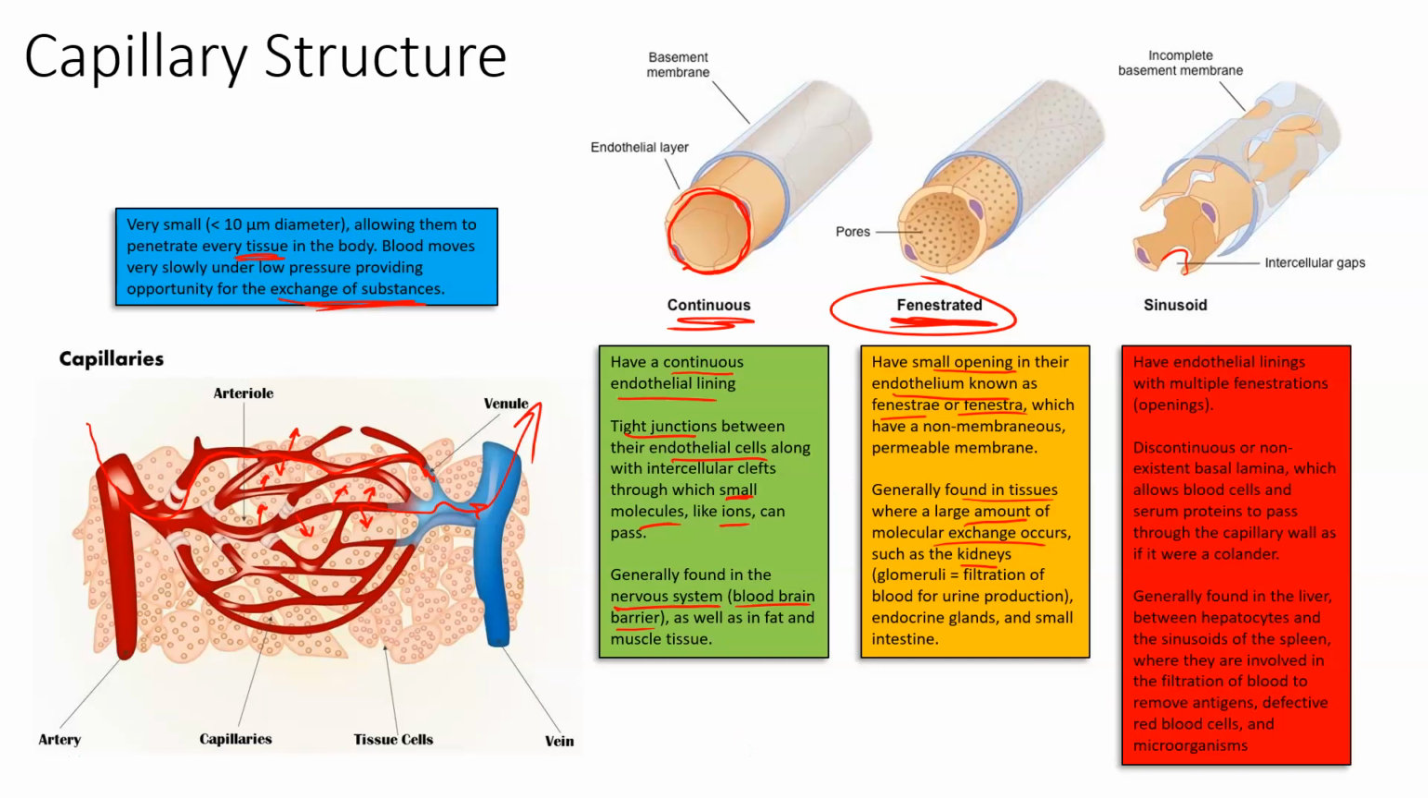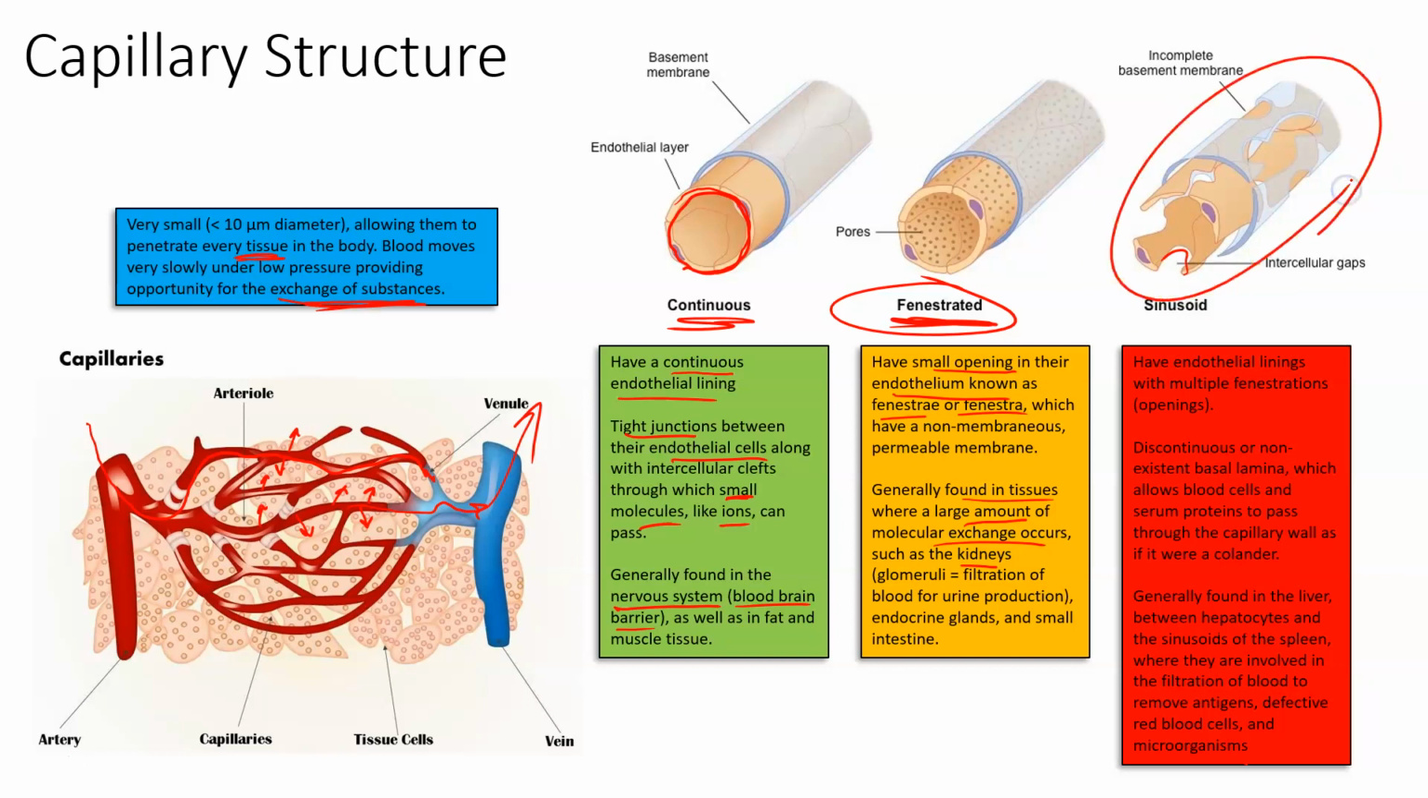The last one is sinusoid. Sinusoid is the most fenestrated, meaning it has the biggest openings. It is generally found in the liver, specifically between hepatocytes, which are liver cells, and in the sinusoids of the spleen. These are all about the removal of large substances like whole cells, okay? Microorganisms, whole cells, red blood cells. The ability of your body to remove whole cells requires large openings, and the sinusoid capillaries allow that to happen. Again, structure dictates function.